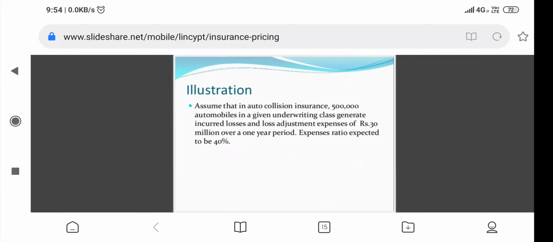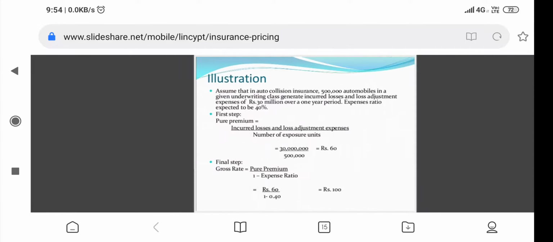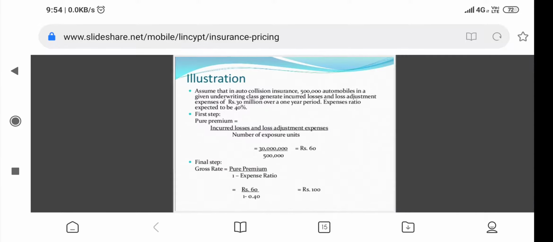ratio. So assume that in auto collision insurance, 5 lakh automobiles in a given underwriting class generate incurred losses and loss adjustment expenses of 30 million over a one year period. Expense ratio is expected to be 40%. So we will first calculate pure premium, that is incurred losses and loss adjustment expenses are 30 million and number of exposure units are 5 lakh. So our pure premium is rupees 60.